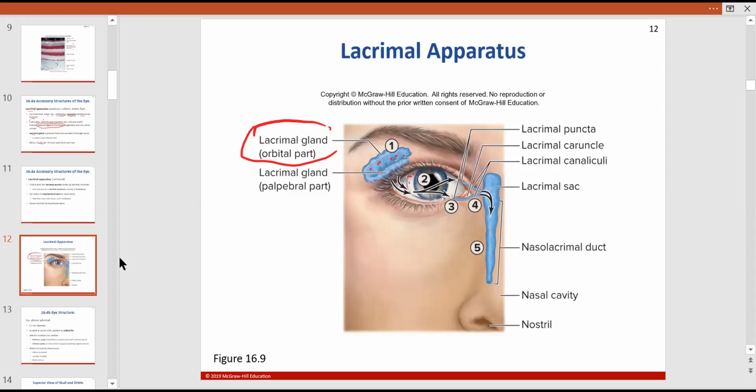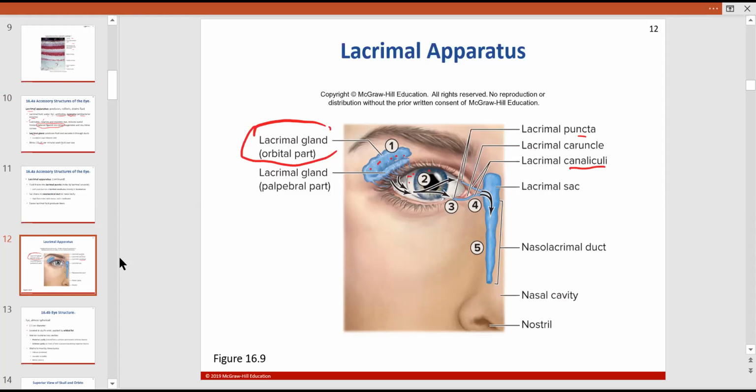Right? Puncta is just an opening. Caruncle is just that piece of connective tissue that you can feel. If you feel your eye, you feel that little hard piece of connective tissue that helps set the eye and forms the duct there. So the puncta is actually a duct, or a hole, really. And canaliculi is a small canal, remember, in bone.